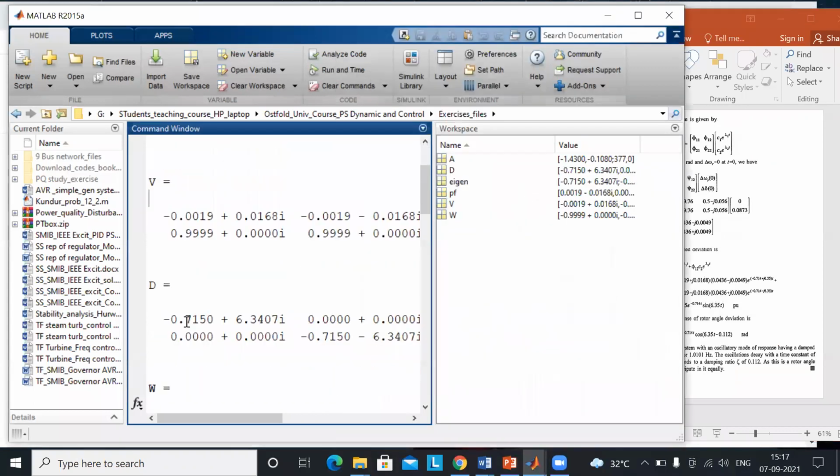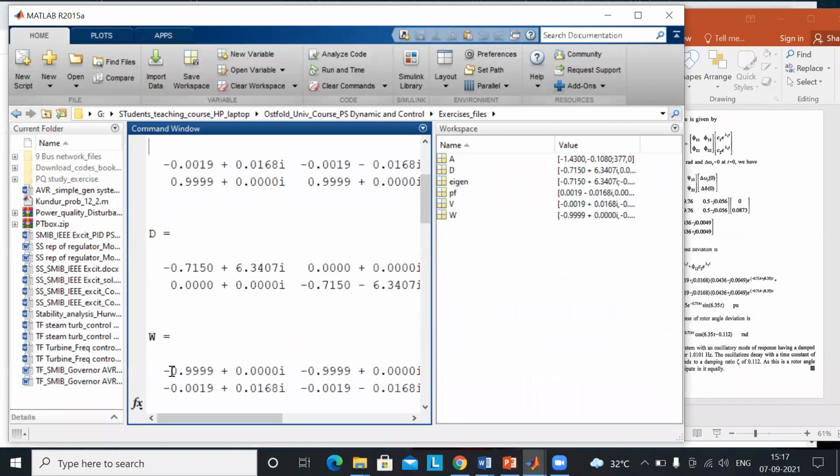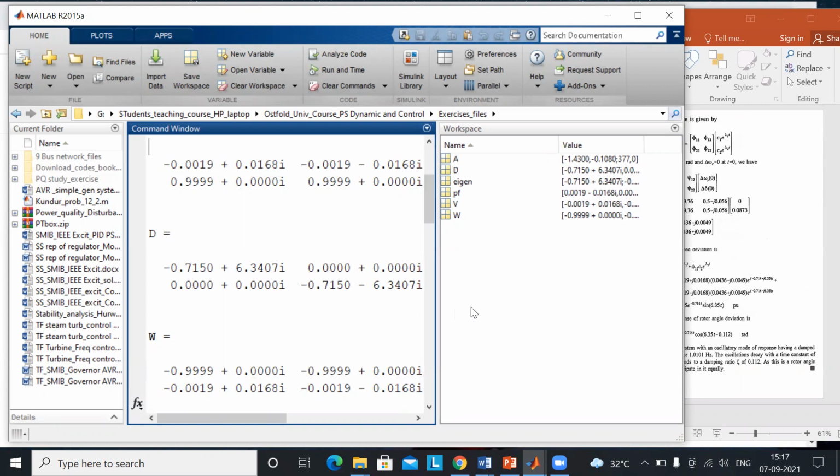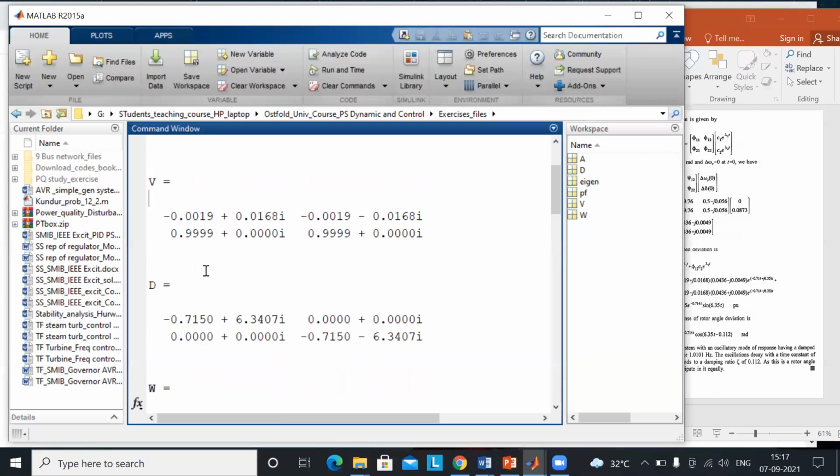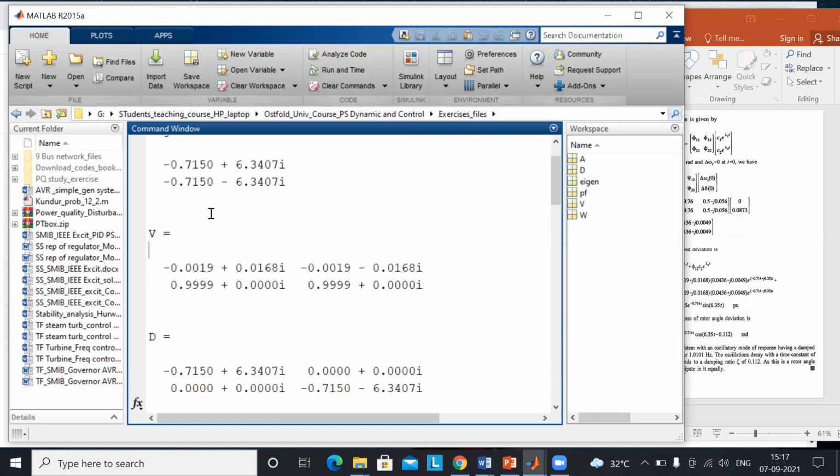But I have not done the normalization for the left eigenvector. So this is actually the left eigenvector, but I have not normalized it here. And this is the diagonal matrix, which represents the eigenvalues in the diagonal form. So you can see this one, because the eigenvalues are here.